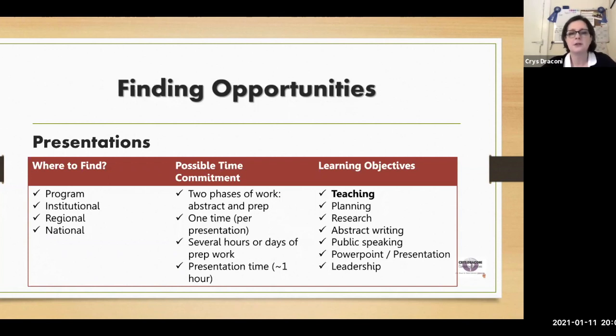Time commitments: there are usually 2 phases of the work, and technically 3. There's the abstract, and usually that's like, hey, we want people to give presentations at the annual meeting. They say, fill out this form to tell us what you want to talk about, and then we'll judge if it's appropriate. And if you get accepted, then you have the prep where you prep everything, and then obviously the presentation time.